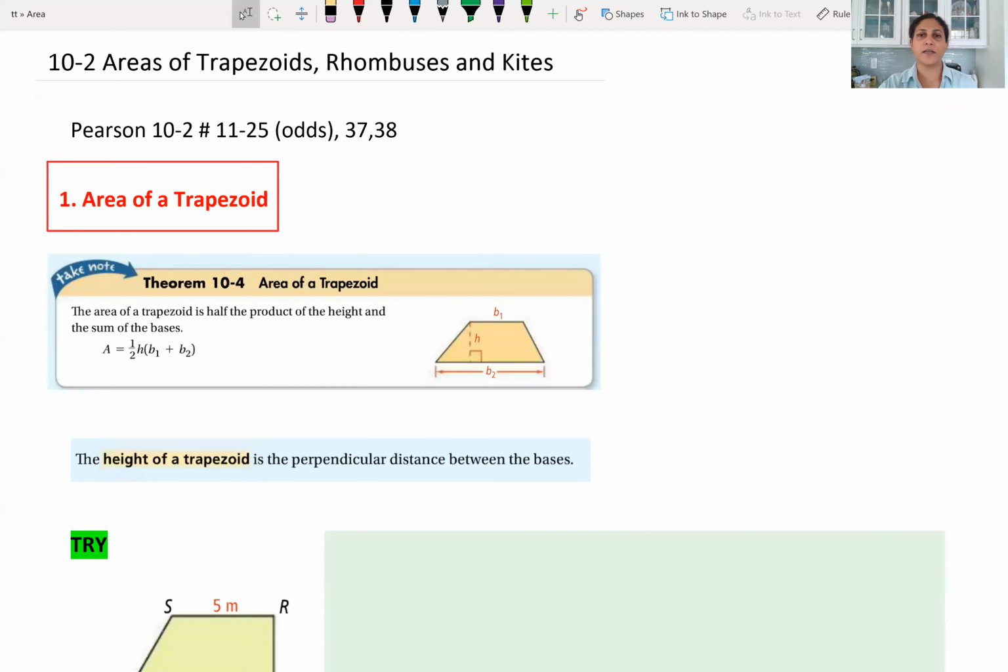Hello everybody, today we are going to do areas of trapezoids, rhombuses and kites. A very easy lesson. All you have to do is memorize the formulas and you're good to go.